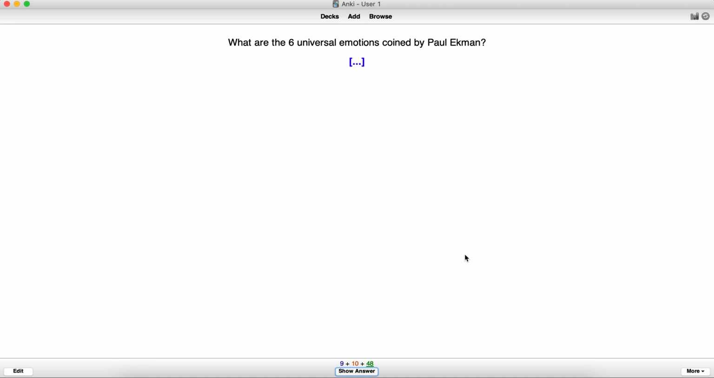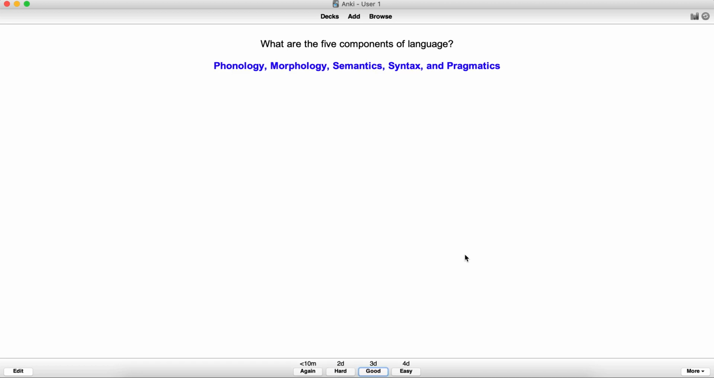Six basic emotions: happiness, sadness, fear, surprise, disgust, anger. Five components of language: phonology, morphology, semantics, syntax, pragmatics.